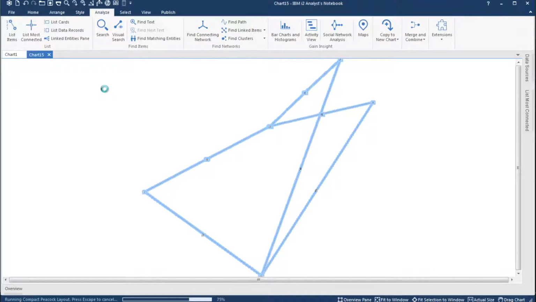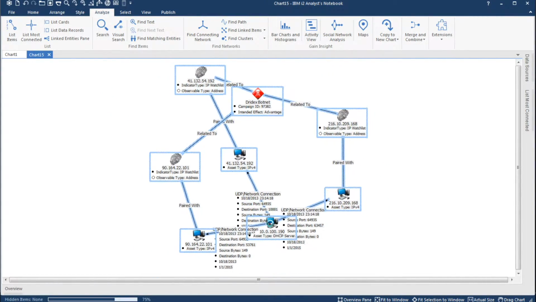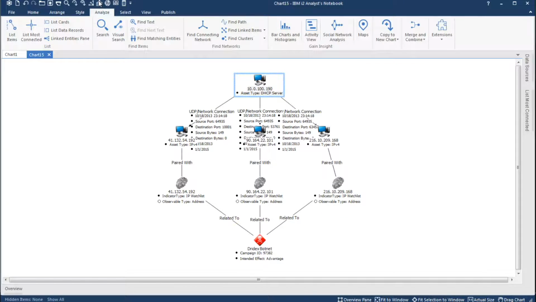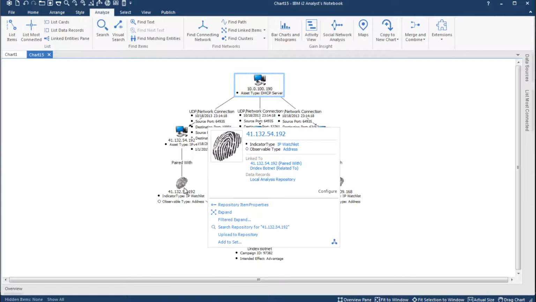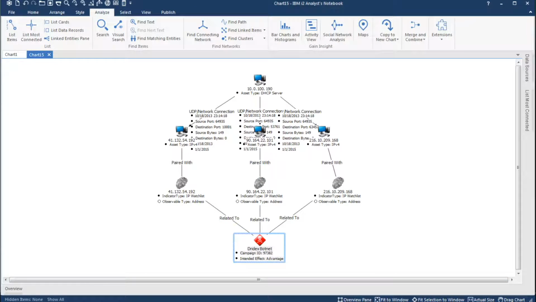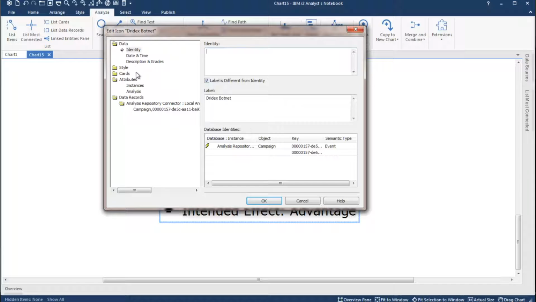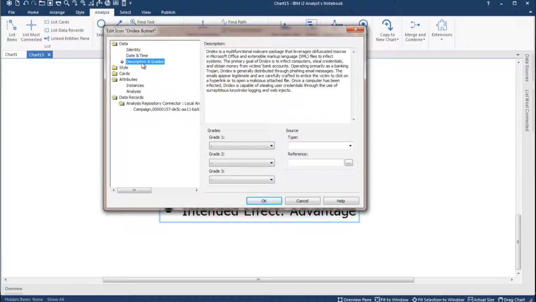By applying an organizational layout, I see an internal host had 3 NetFlow connections with outside IPs who are listed on IP address watch list as indicated by my threat intelligence data. All indicators are connected with the Dridex botnet. By opening the Dridex botnet entity, I'm able to read a description of the campaign provided by US CERT. In this case, the primary goal of Dridex is to infect computers, steal credentials, and obtain money from victims' bank accounts.